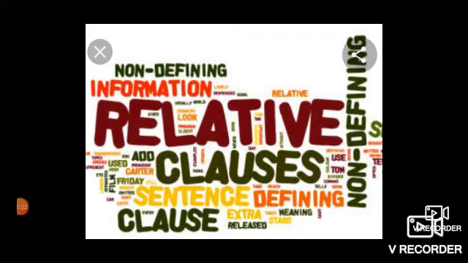So the first question is, what is a relative clause? Relative clauses are clauses starting with the relative pronouns. Words like who, that, which, whose, where, when, etc. These are all used to begin relative clauses. They are most often used to define or identify the noun that precedes them.